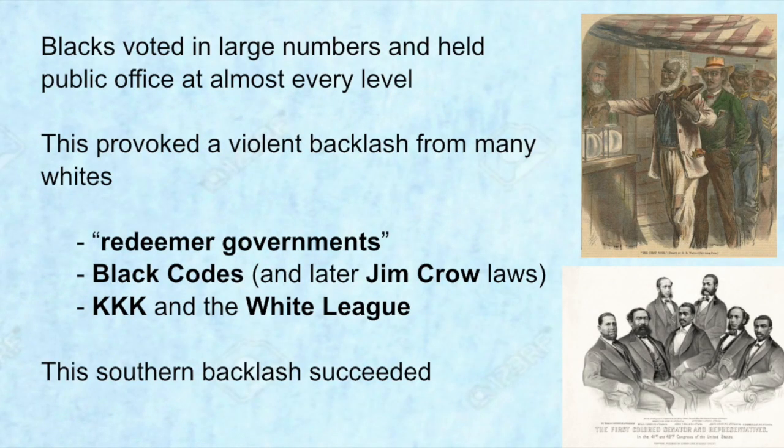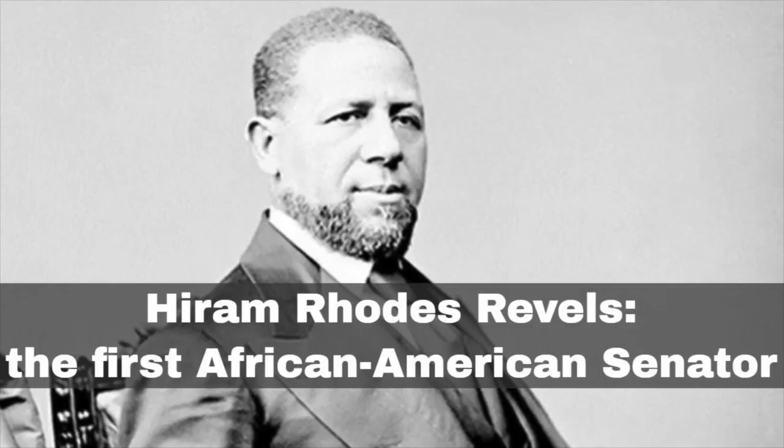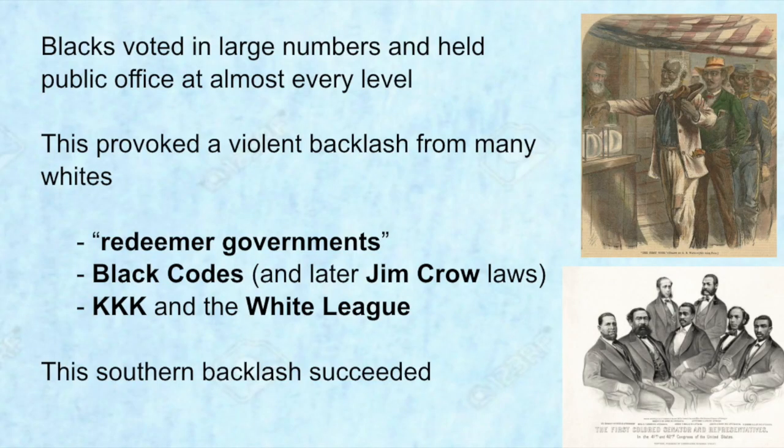It should be noted that within a brief period during the Reconstruction era, blacks voted in large numbers and held public office almost at every level, including in both houses of Congress. Hiram Revels of Mississippi was the first black person elected to the U.S. Senate. However, this provoked a violent backlash from whites who did not want to give up their supremacy in the South.